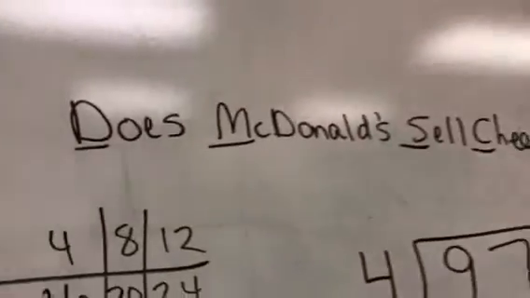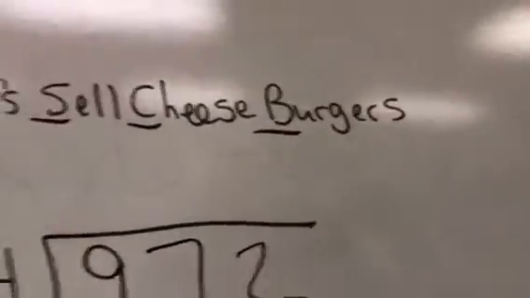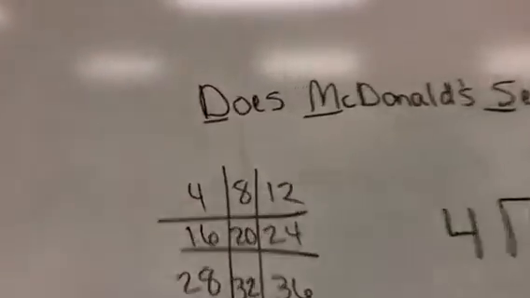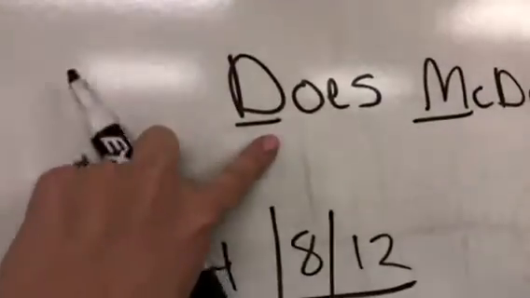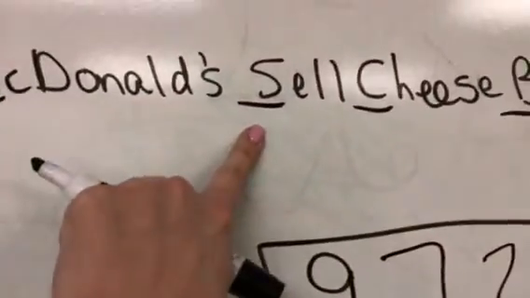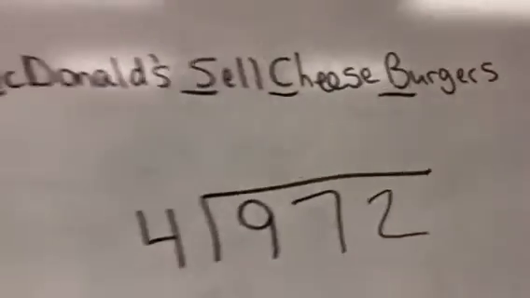I also want to go over our little saying. Does McDonald's sell cheeseburgers? Each of these starts, the first letter is representing a step for division. So the D is for divide, M is for multiply, S is for subtract, C is for compare, and the B is for bring down.